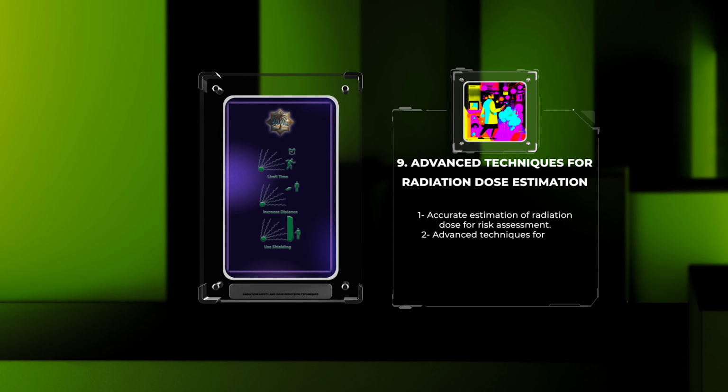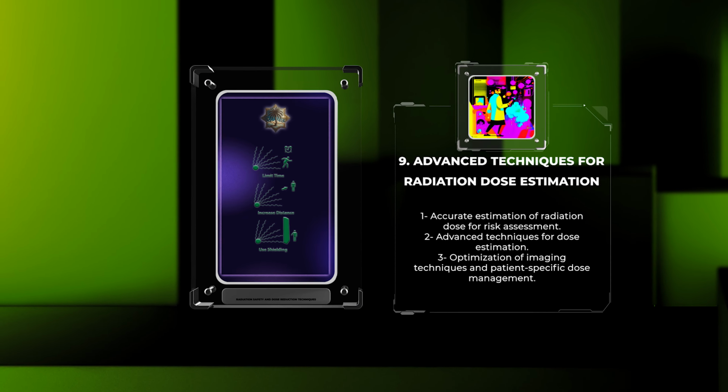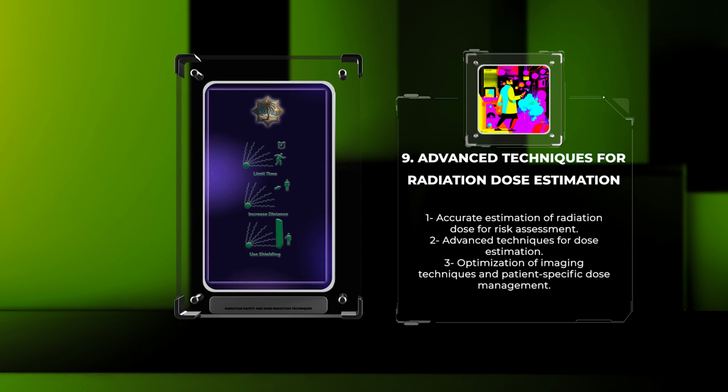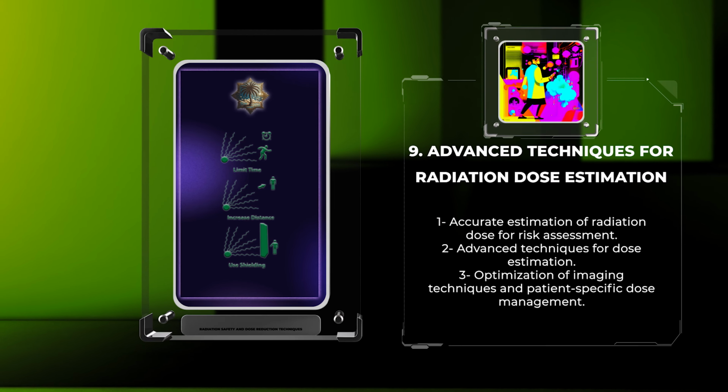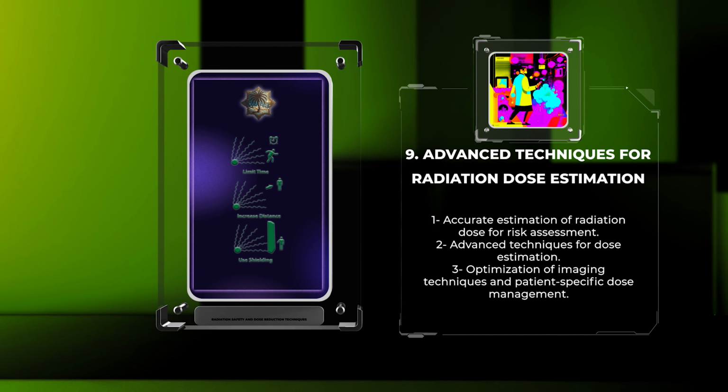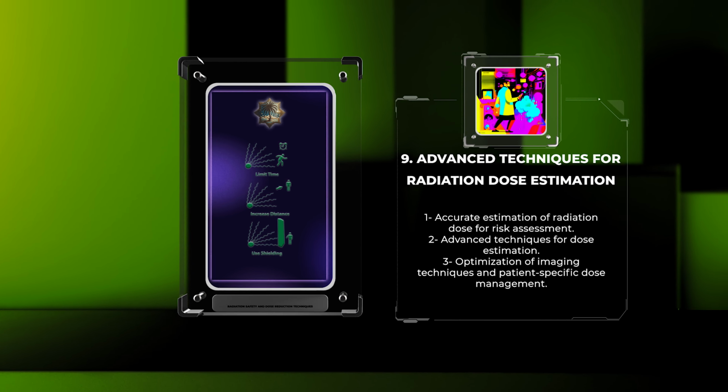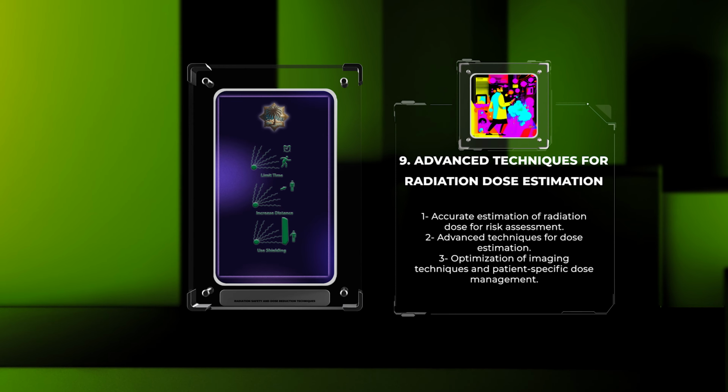Accurate estimation of radiation dose received by patients is essential for appropriate risk assessment. Advanced techniques, such as Monte Carlo simulations, anthropomorphic phantoms, and patient dose tracking software, aid in estimating radiation dose to target organs and tissues. This information allows for better optimization of imaging techniques and patient-specific dose management.